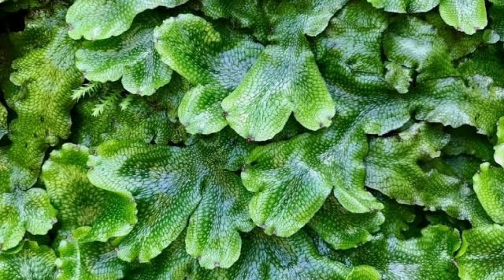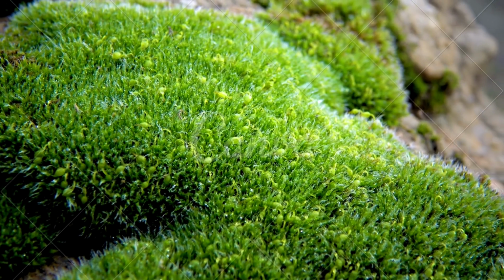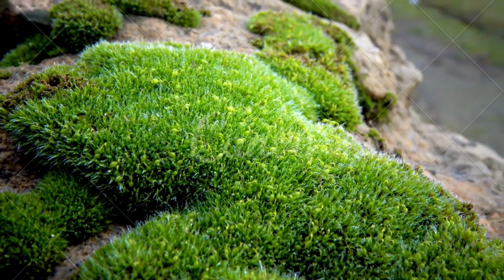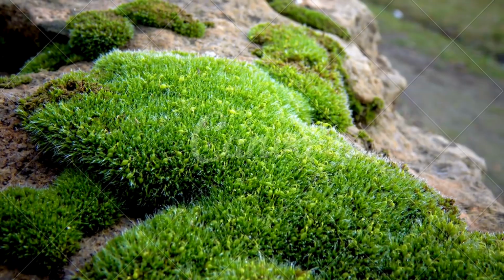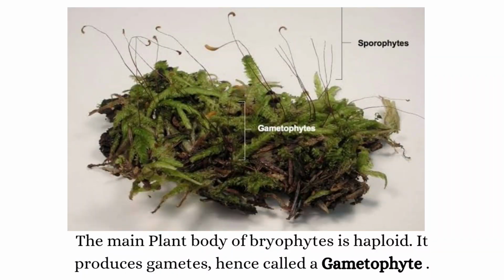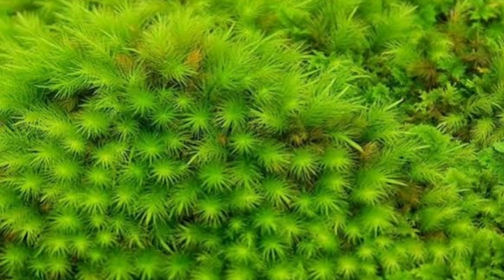Bryophytes are a group of non-vascular plants, which means they lack specialized tissues like xylem and phloem for transporting water and nutrients. Instead, they absorb water and nutrients directly through their surfaces. Their plant body is thalloid or leafy and represents the gametophyte, the dominant phase in their life cycle. The key features of bryophytes include the lack of true roots, stems or leaves and a dependent sporophyte.